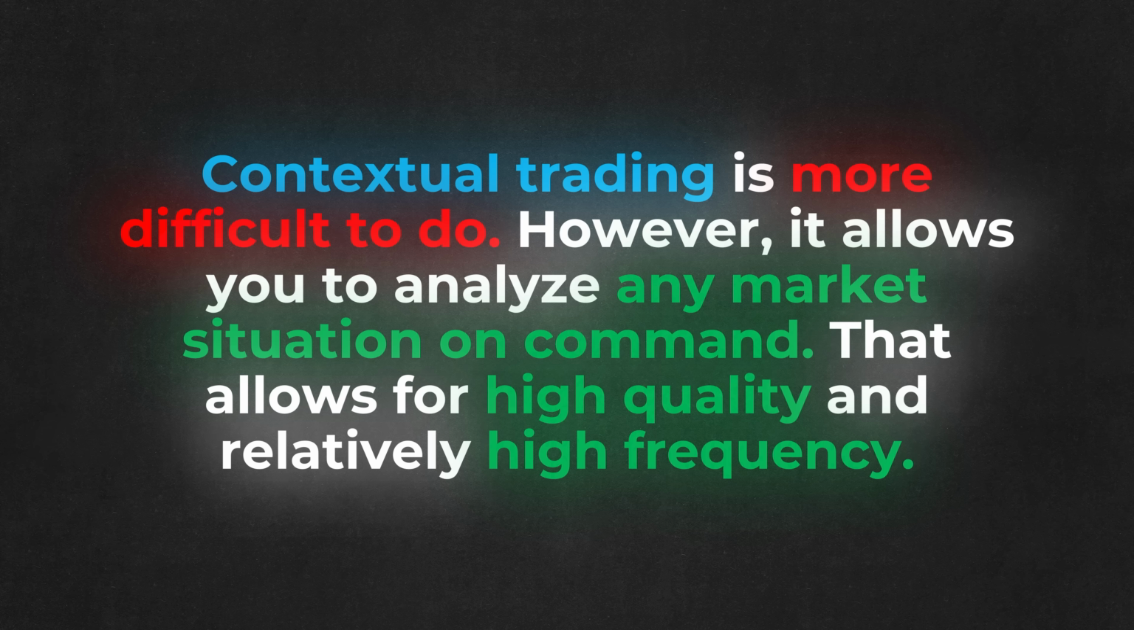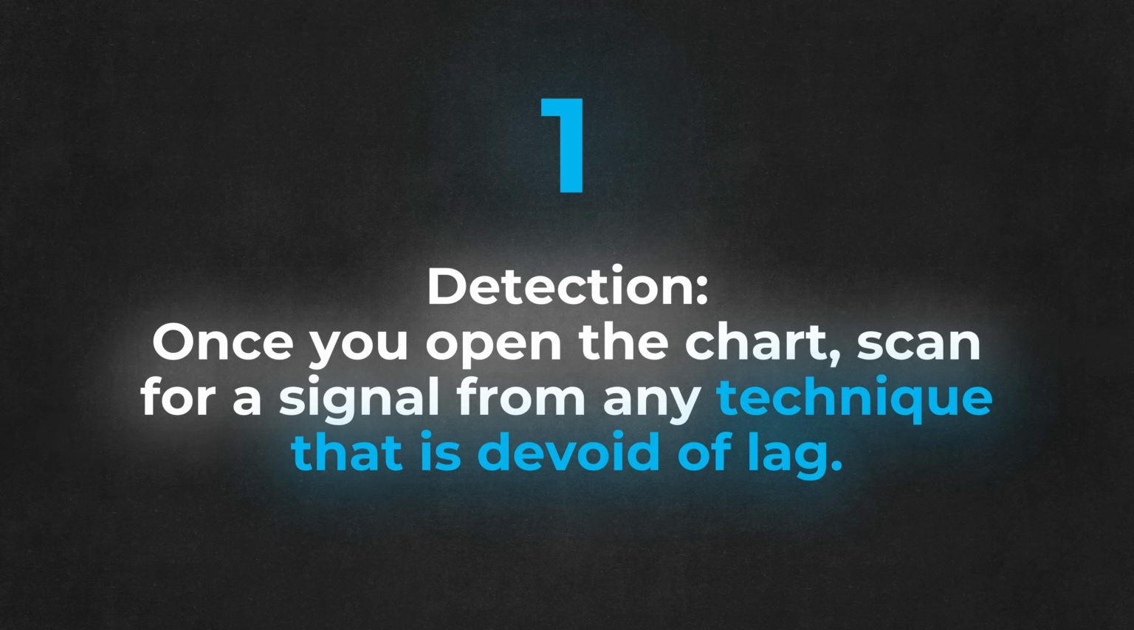The following algorithm works if you want to focus on high-quality setups. By the way, high-quality setups can be part of a broader context produced in a hyper-integrated analysis. The first step is the detection of a possible high-quality trade opportunity. Once you open a blank chart, you must scan the chart for any signal that comes from a technique or method that is devoid of lag. The more techniques and methods you know, the more signals you'll be able to spot, and therefore, the more frequently you can trade with high quality.